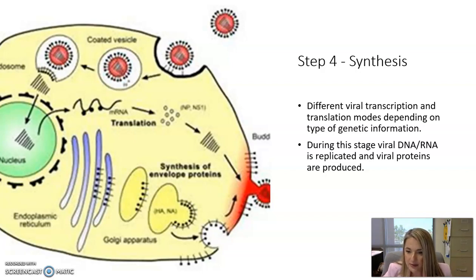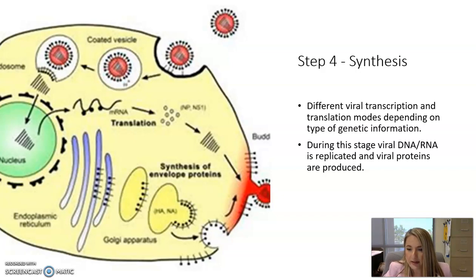So we get to the synthesis stage. During the synthesis stage, the host cell is going to synthesize the viral parts. If it's a DNA virus, the host cell is going to start replicating thousands and thousands of copies of viral DNA for all the new viruses. It's also going to need to make viral proteins. So the host cell is going to start manufacturing all the viral proteins, for example, the capsomeres that will make the capsid and those spikes that will eventually be used for attachment.